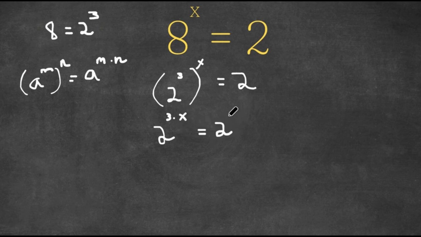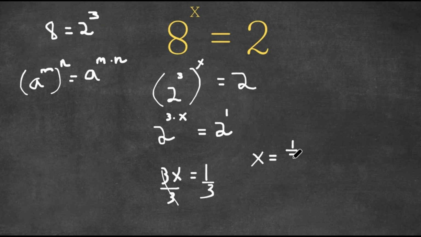Now 2 is the same thing as 2 to the power of 1. And now, as you can see, both of these bases are the same. So because the bases are the same, the exponents are the same as well. So now we could just say that 3 times x, or 3x, equals 1. And now, as you can see, we have a simple equation to solve for x. So I'm going to divide by 3 on both sides. These two cancel out, and we are left with x equals 1/3. And this is our answer.